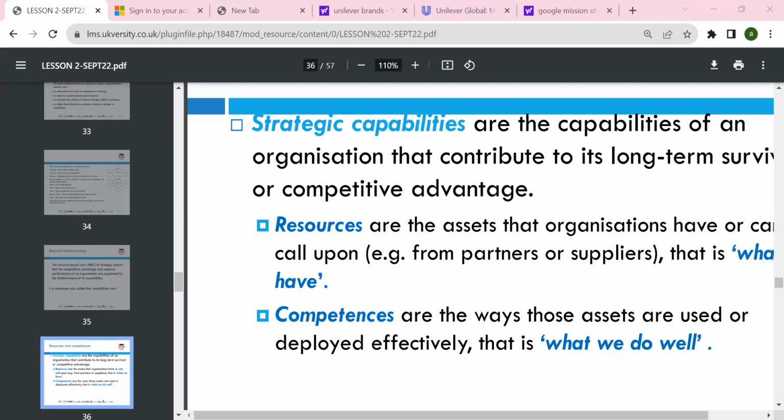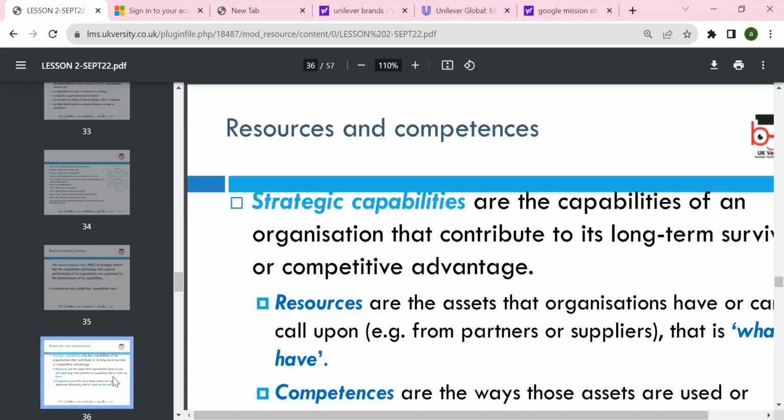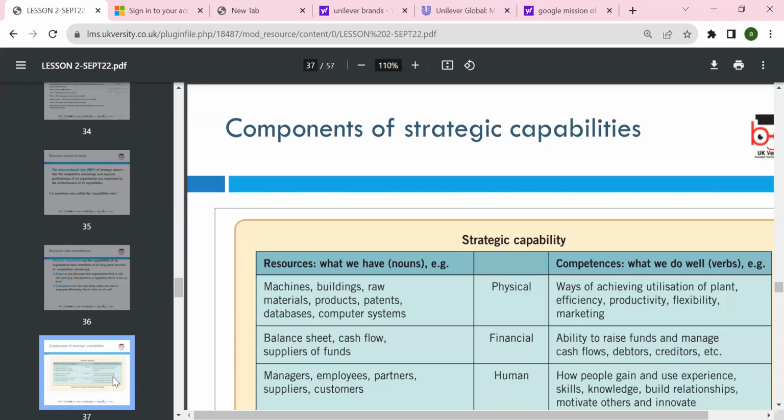So we can look at the strategic capability and resources we have in our organization, what competencies we have, what we can do well and what we can't. With the passage of time, capabilities and competencies carry on changing. So this is the resource-based view.